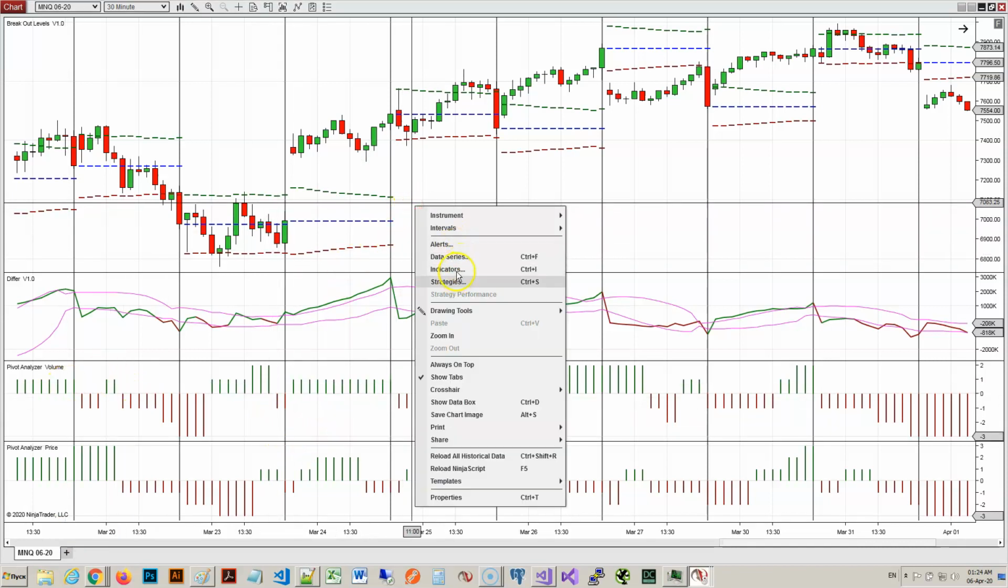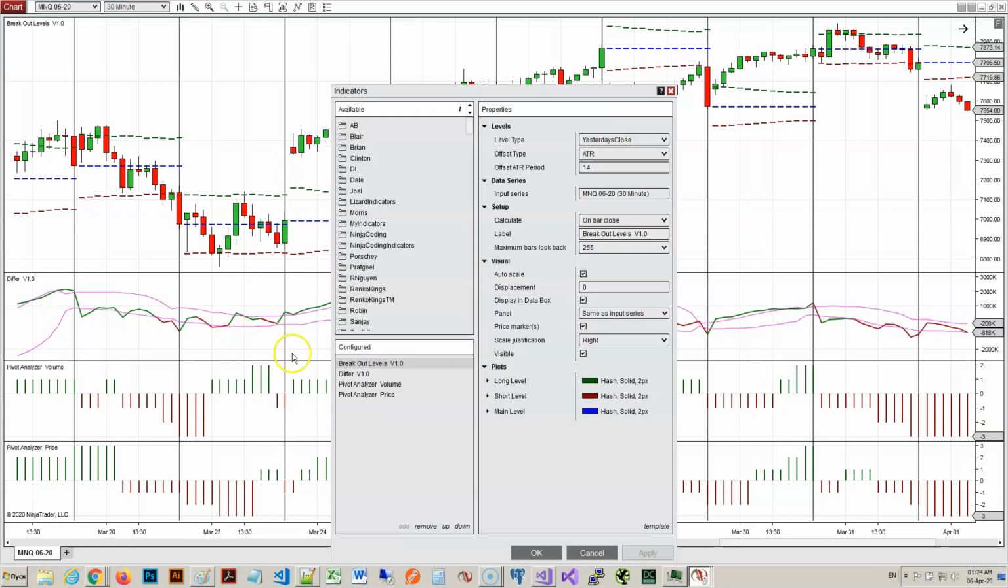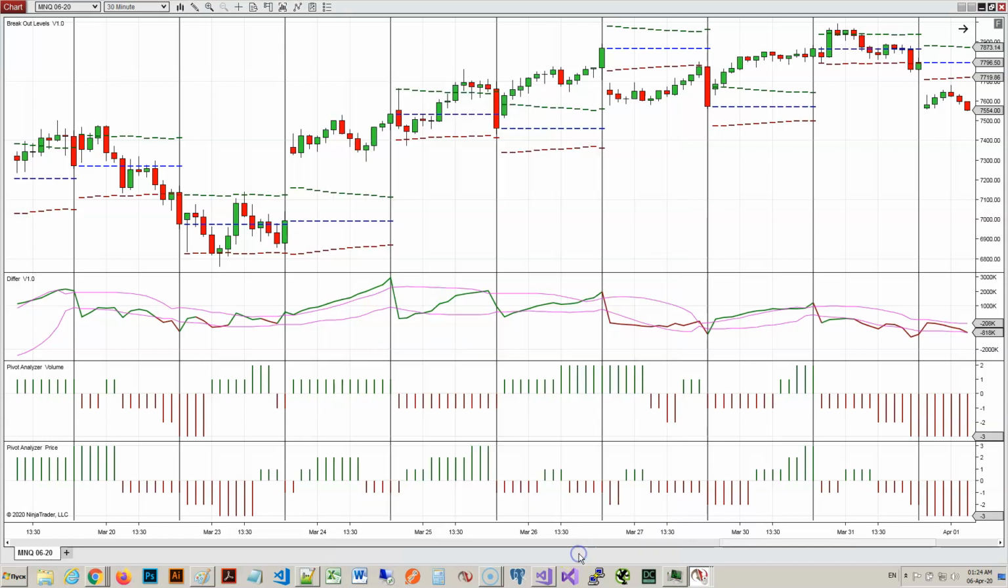So the indicator is enabled inside indicators, NinjaCoding indicators. Well, I have it in the NinjaCoding folder right now, but you guys are going to have it in NinjaCoding indicators. And you're going to find it right here, pivot analyzer. This one is initialized for the plot of this line right here.